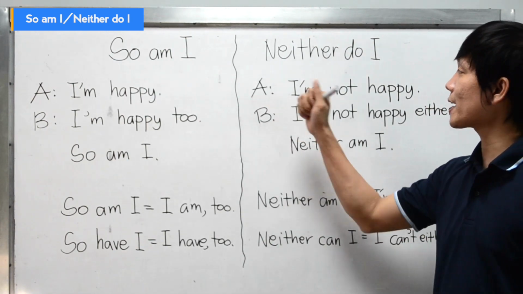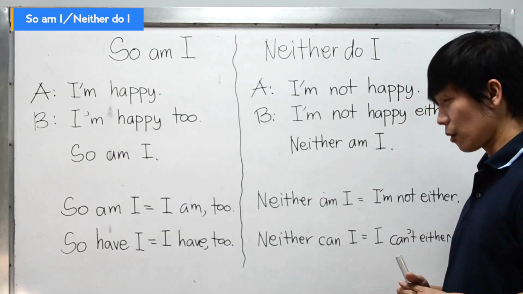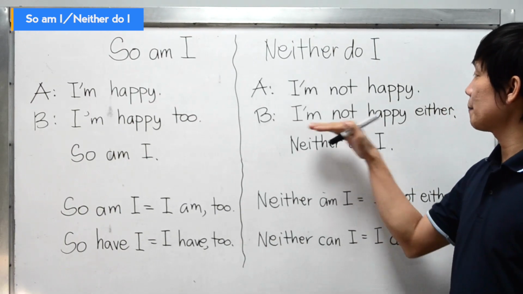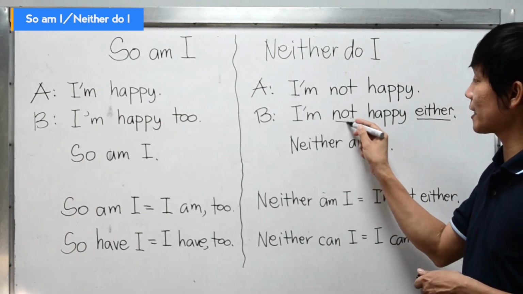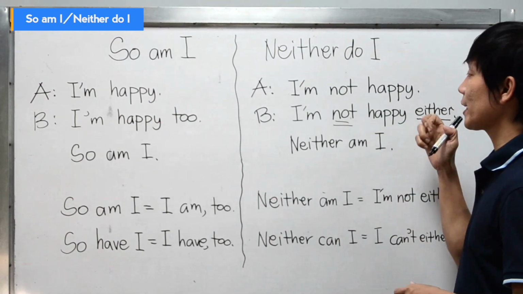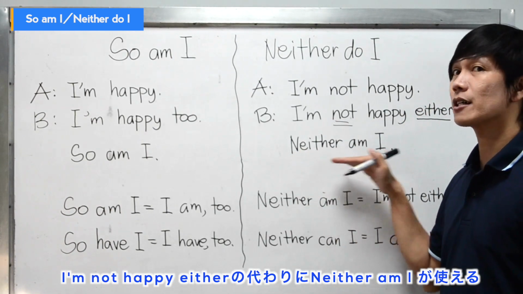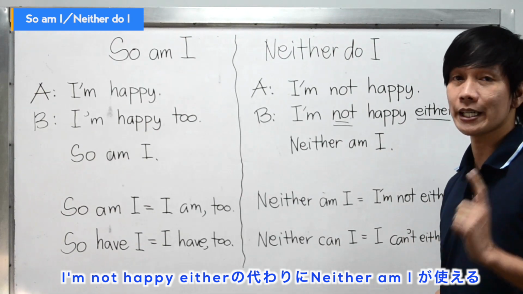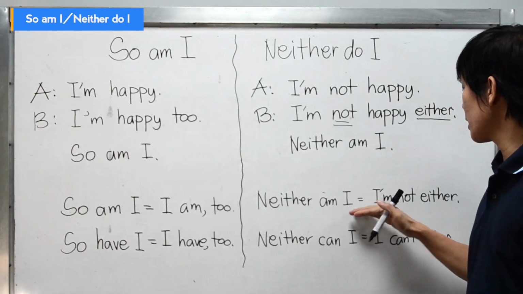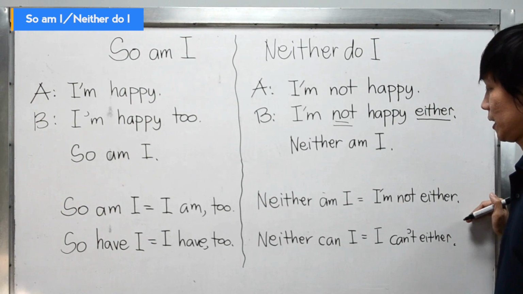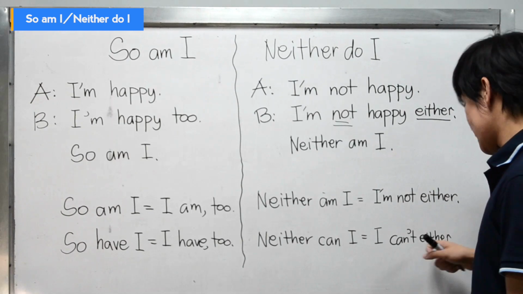So if the speaker says, I'm not happy, and then you feel the same way, you are also not happy, you can say, I'm not happy either. So in this way, we use either because it's the negative. Instead of using this structure, you can also use a shorter form. You can say, neither am I. Understood? So neither am I has the same meaning with I'm not either. So if you say neither can I, it has the same meaning with I can't either.